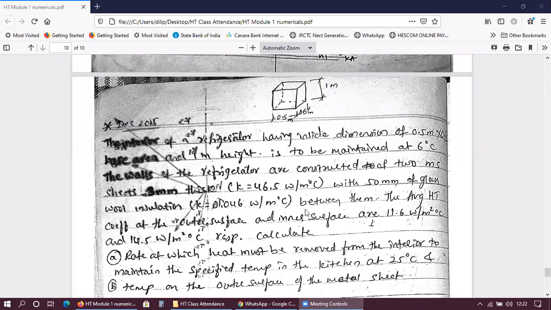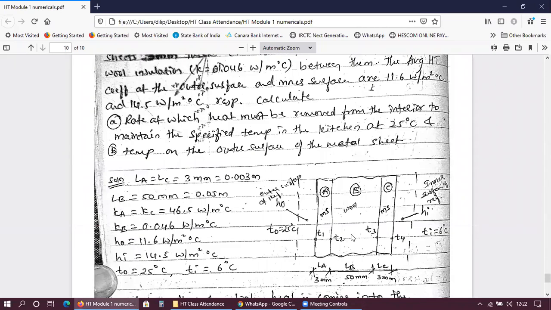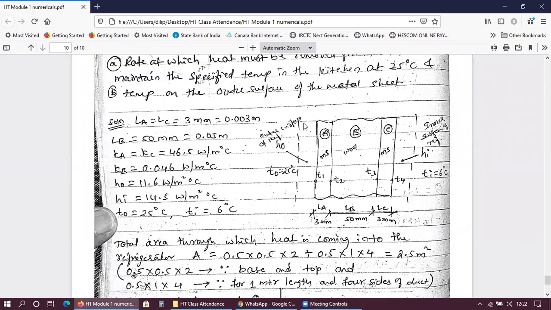So the diagram will be something like this, as you can see. If I consider this extreme right as the inner part or inner surface of the refrigerator, so this is the inner surface, and the temperature to be maintained here is 6 degrees Celsius.